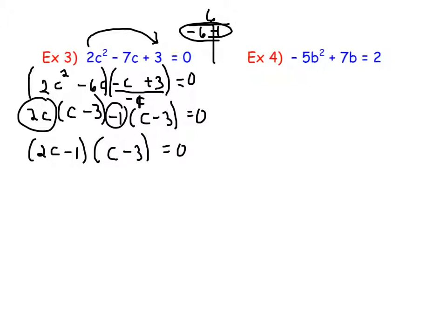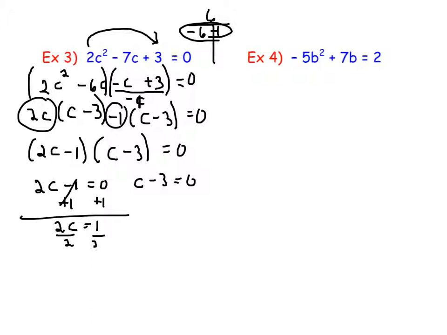Now I'm going to set each of these equal to 0. 2c minus 1 equals 0. c minus 3 equals 0. So I solve for c, add 1. And I would get 2c equals 1, then divide by 2. And so c is equal to 1/2. On this one, all I have to do is add 3 to both sides, and at some point you'll do this mentally. So c is equal to 3.